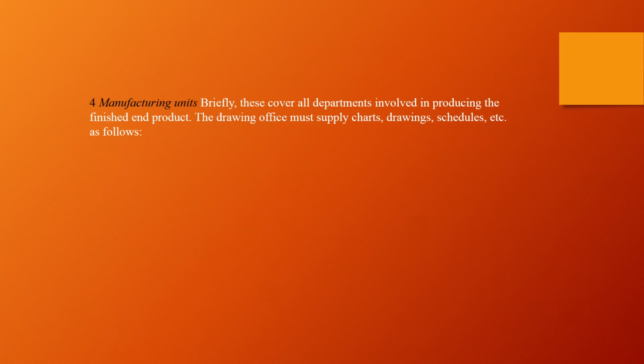All right, what is the fourth one? Yes, the fourth one and the last one which is connected to the drawing office is the manufacturing unit. Briefly, these cover all departments involved in producing the finished end product. The drawing office must supply charts, drawings, schedules, etc., as follows.